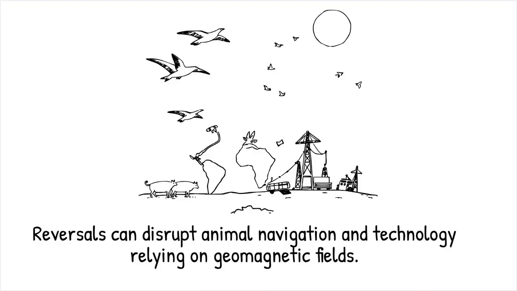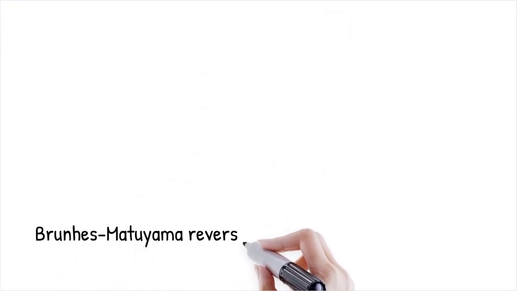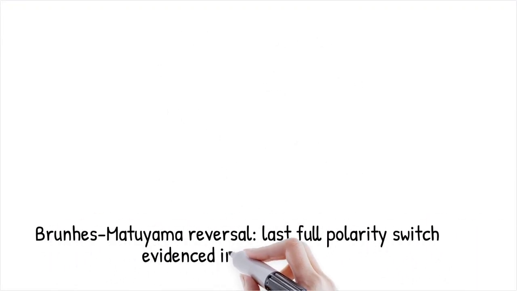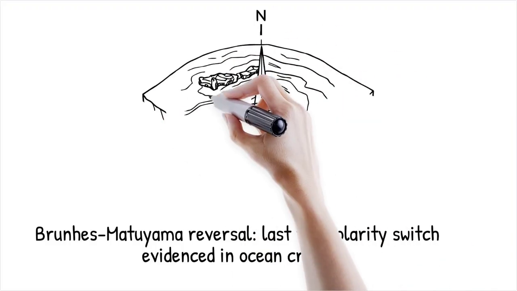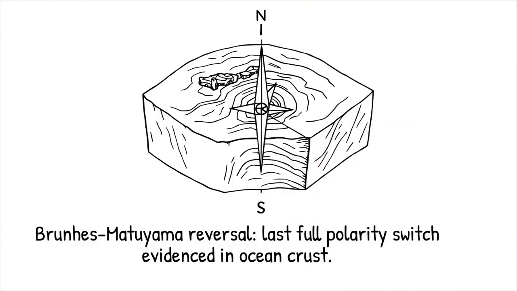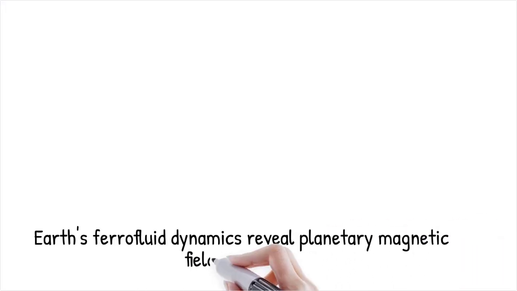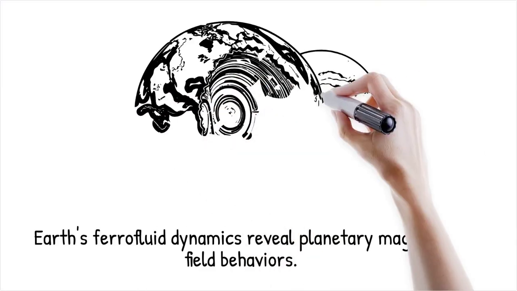The Brunhes-Matuyama reversal, 780,000 years ago, was one of the most recent full polarity switches as recorded in oceanic crust magnetization. It is like a compass needle suddenly flipping direction due to changes in the underlying magnetic currents. Studying Earth's natural ferrofluid dynamics provides insights into the behavior of magnetic fields on other planets and moons.